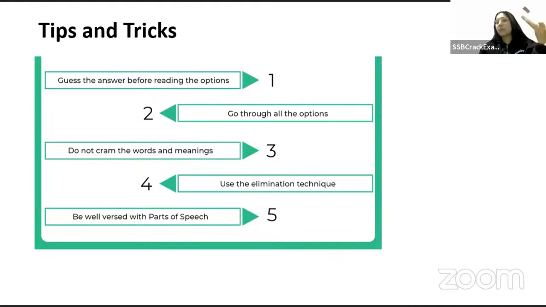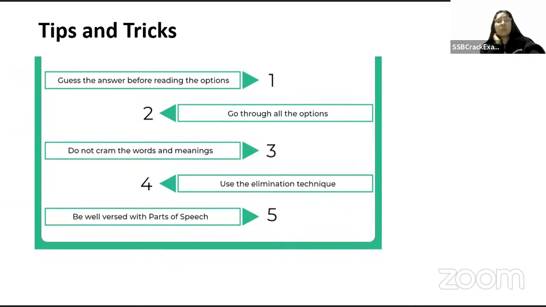It might be possible that if this year they asked static, next year they might ask exalted or something related to it. So it's always better that if you are learning the synonym, you also learn the antonyms, because sometimes the questions are pretty similar when it comes to the meaning or the opposite word of it.